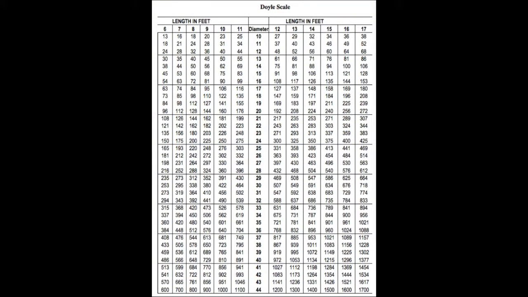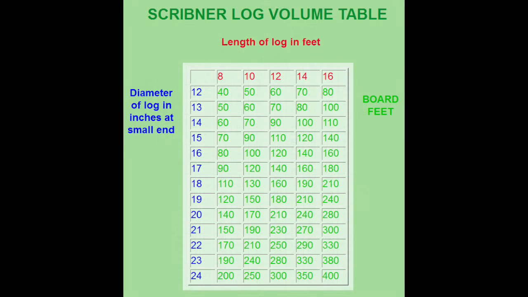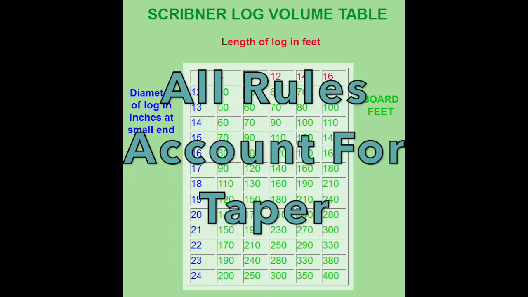The Doyle rule is widely used and is about 200 years old, but it underestimates the board feet in smaller logs. Although the Scribner rule is more reliable than Doyle for smaller logs, the International Quarter-Inch Log Rule is considered most accurate to predict yield. All rules account for the tree trunk tapering at the top.